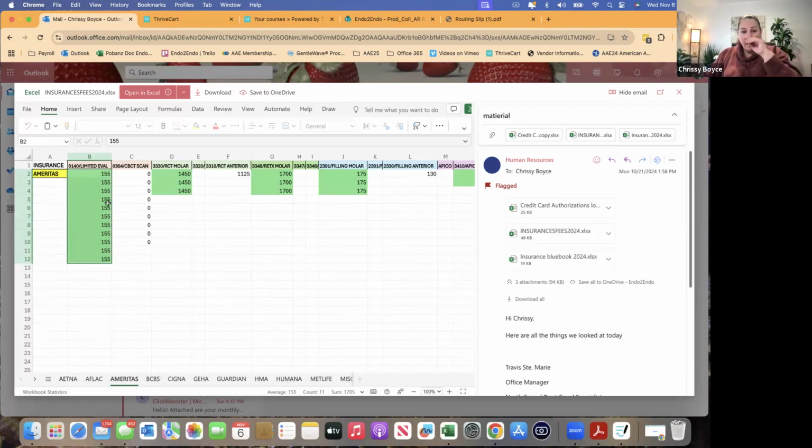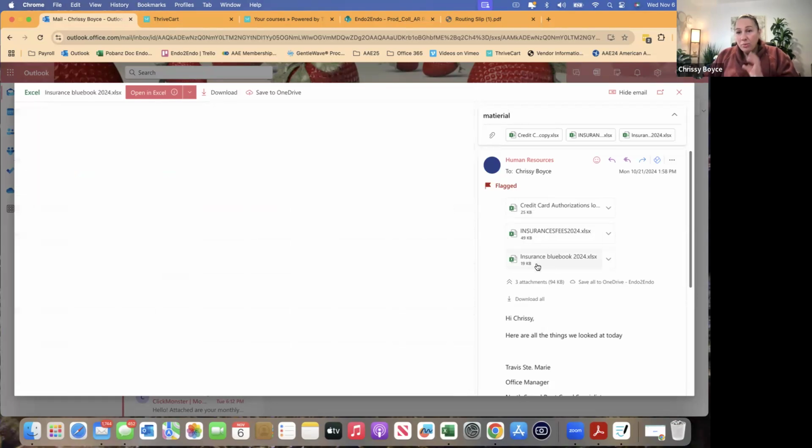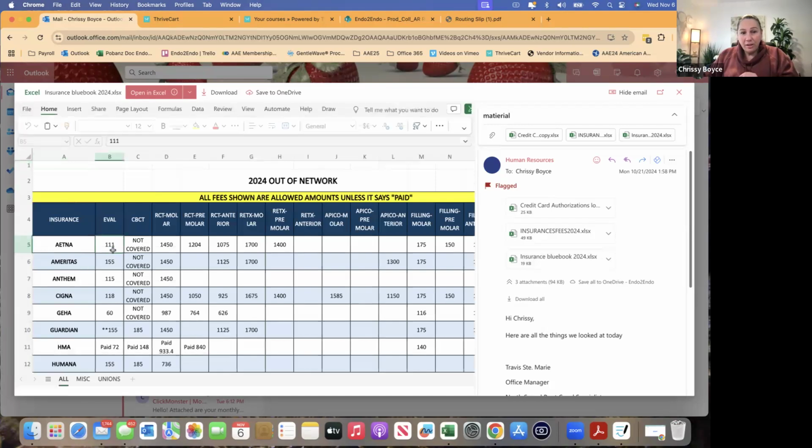Okay, so let's go back to Aetna. So here it looks like, they'll highlight to show, but it looks like they're covering 111. That seems to be the number that they're covering the most of. So then they go to their blue book under Aetna, under evaluation, and they type 111.